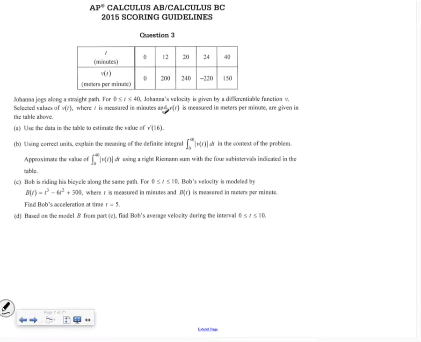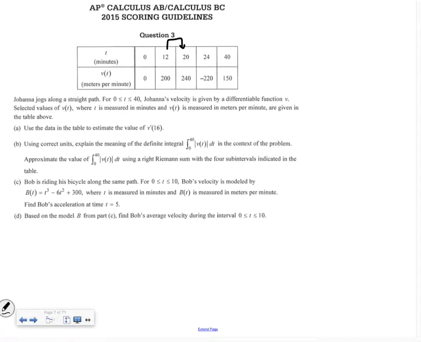Question number 3 says, Johanna jogs along a straight path. Between 0 and 40 minutes, Johanna's velocity is given by the differentiable function v. Selected values of v of t, where t is measured in minutes and v of t is measured in meters per minute, are given in the table above. Okay, so we have the velocity at various points. Okay, and part A says use the data in the table to estimate the value of v prime, so the derivative, of 16. So we have no function that we can actually take the derivative of.